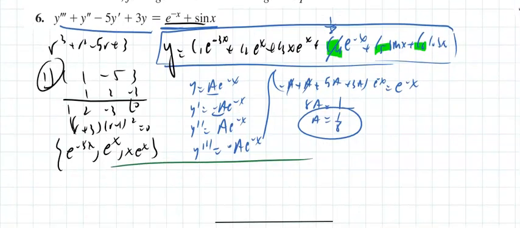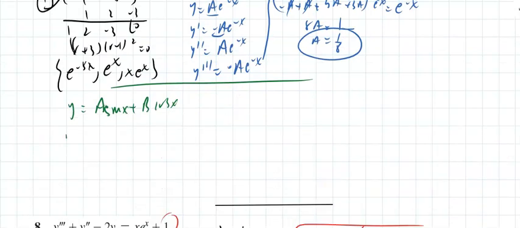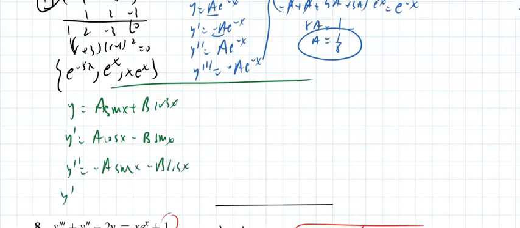And that is y equals, you could call it, a sine of x plus b cosine of x. I need 3 derivatives for this to work. So if I take the first derivative, that's a cosine of x minus b sine of x. Y double prime will be negative a sine of x minus b cosine of x. And that will be negative a cosine of x plus b sine of x.